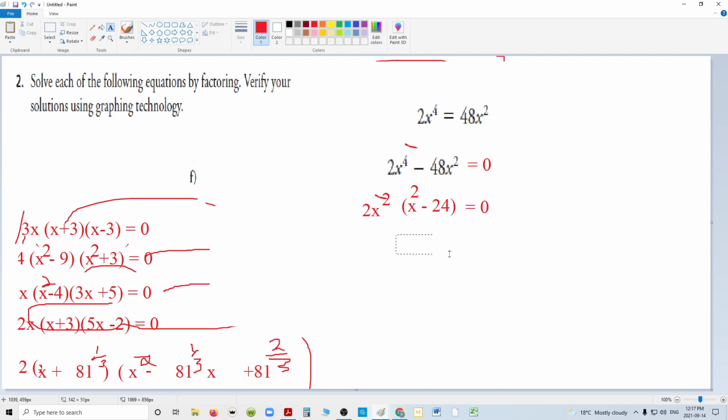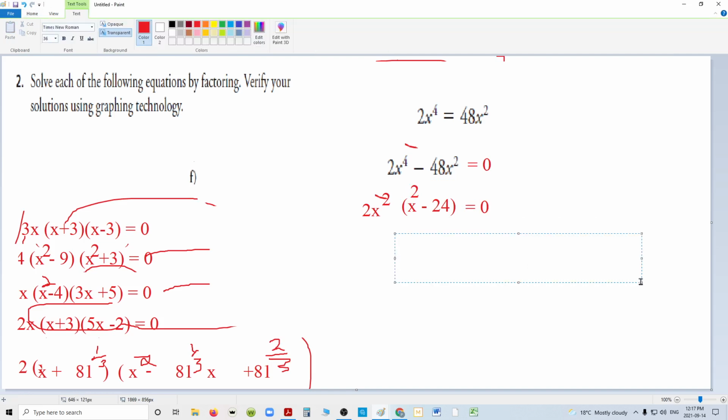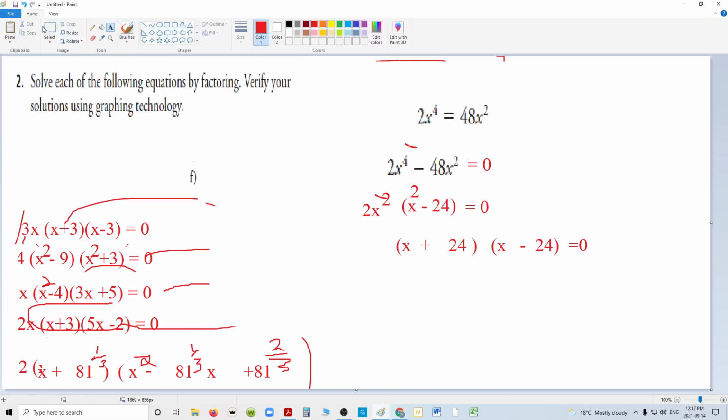Then you can see that this can be factored, as it's not a difference of squares necessarily. However, it is in a way. It's x plus the square root of 24 and x minus the square root of 24 is equal to 0. And you just have to remember to keep the 2x squared in the front. Which means, and you have to remember to do it like this.